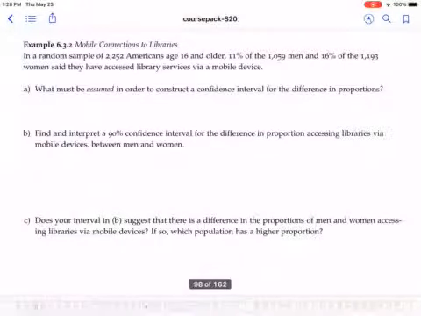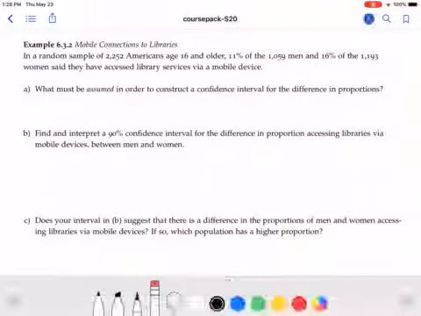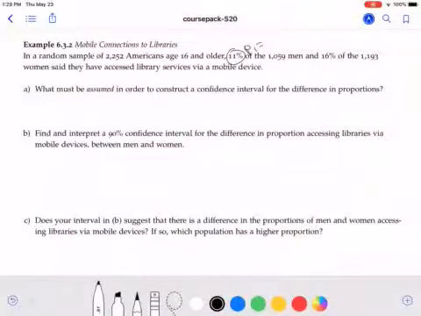In a random sample of 2,252 Americans aged 16 and older, 11% of the 1,059 men and 16% of the 1,193 women said they have accessed library services via a mobile device. The values that we are given here are sample values. So this is telling us that our sample value for the first group is 0.11. Our sample value for the second group, these should have hats, is 0.16. And then this is our sample size n1, this is our sample size n2.